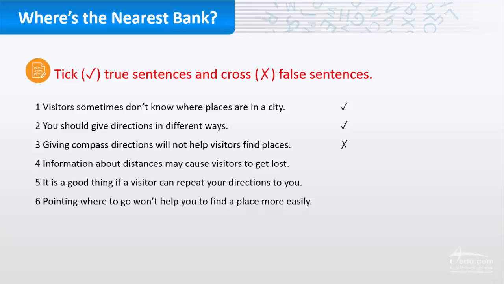4, information about distance may cause visitors to get lost. It's not true again. 5, it's a good thing if a visitor can repeat your directions to you. Of course, it is helping them a lot. 6, pointing where to go won't help you to find a place more easily. Of course, it's not true.